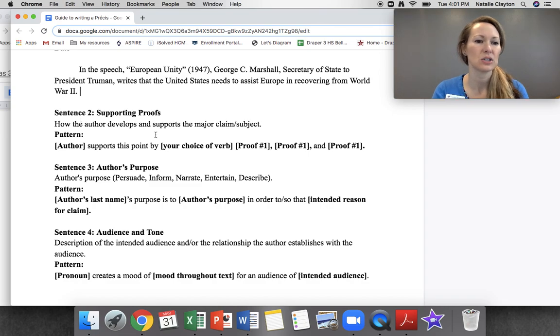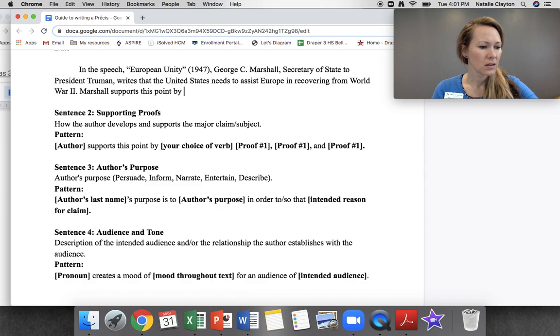We've got sentence 2. Now we need to support that the United States needs to assist Europe in recovering from World War II. So we need to prove that with some of the things that Marshall says. So we want to start with the author. So let's just fill this in before we actually even find the proofs. We know that the author is George C. Marshall. Oh, let's just do the last name. Marshall supports this point by doing what?